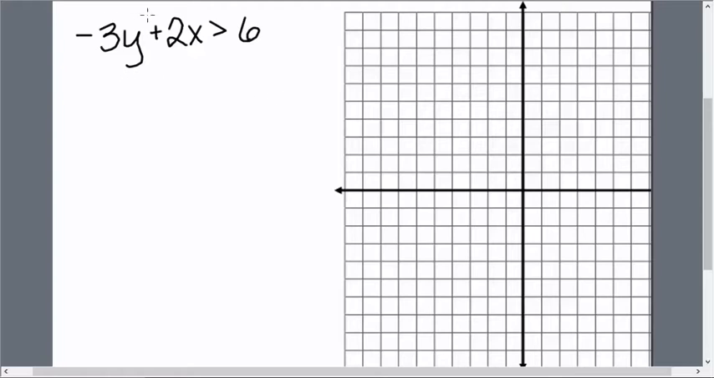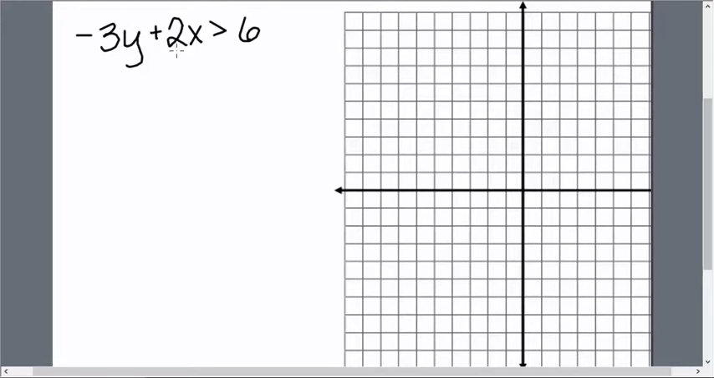Alright, this is graphing a linear inequality. I know it's a line because I've got both x and y, but the other big hint is that I got a big old grid over here. So I'm going to do it the same way I graph a regular line. I still want y by itself.